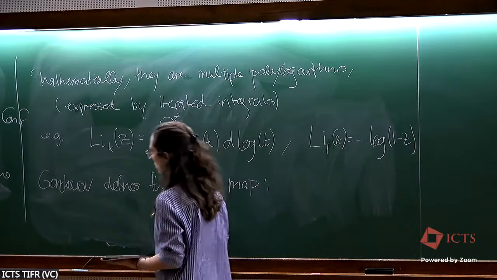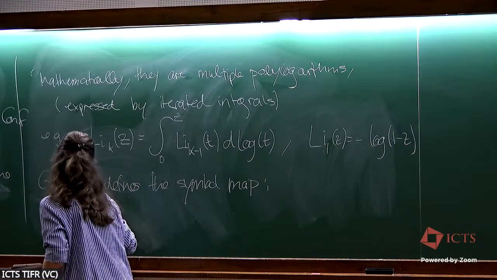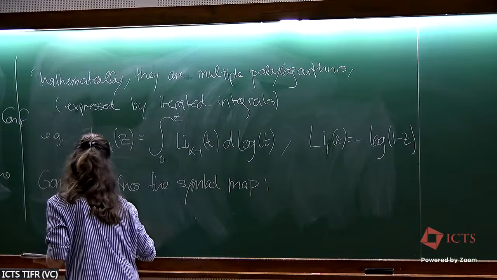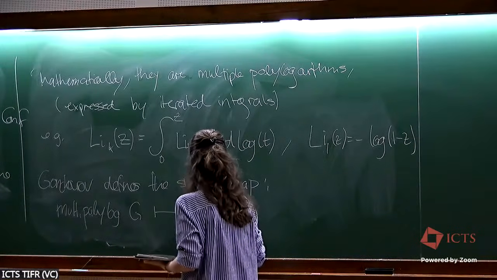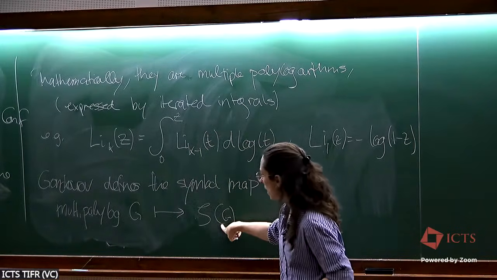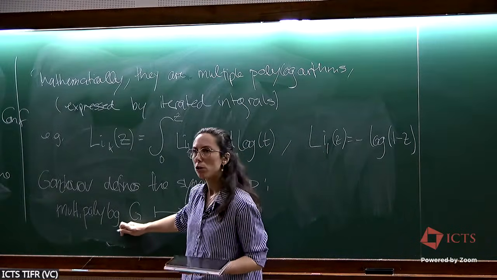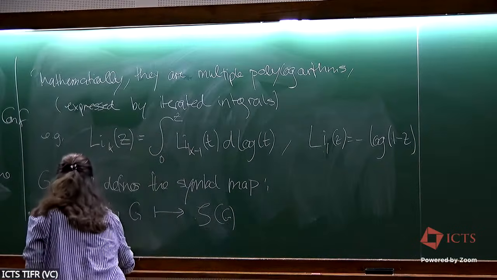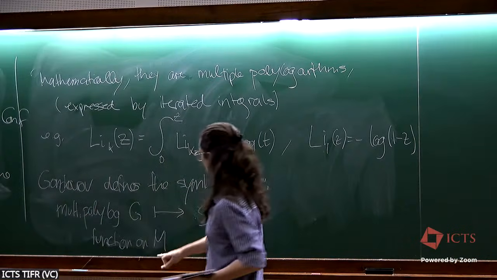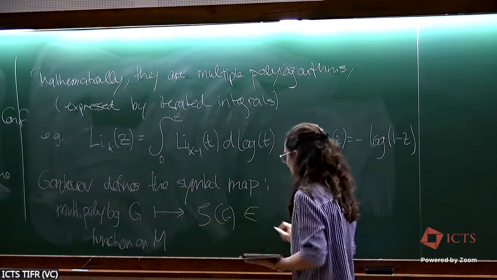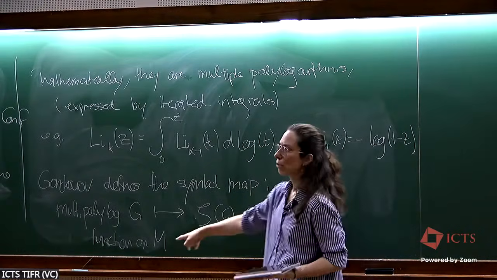So what does this symbol map do? It takes a multiple polylog G, and it sends it to its symbol. In order to tell you where this lives or what it does, I have to think of G as a function on some space. So here G is now a function on some space M, some variety. And then this symbol of G lives inside the tensor product of invertible analytic functions on M.